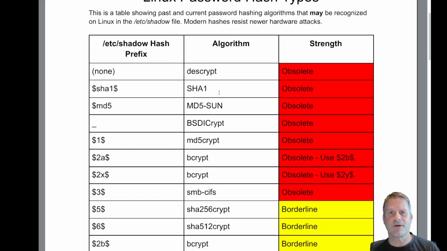Now, the earliest generation of Unix algorithms would use the crypt algorithm based loosely on DES. We call it DES crypt, totally obsolete, very easily broken. We have some other ones too that later use SHA-1, MD5 on the Solaris operating systems, and BSDI crypt. This was a BSD operating system commercially available in the mid to late 90s. That's obsolete. Again, you don't want to use any of these.